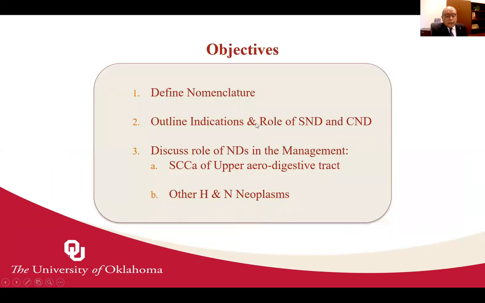So I hope that in the past 30 minutes or so, we have covered the objectives that we outlined at the beginning, clarifying the nomenclature, outlining in general the indications and the role of selective and comprehensive neck dissections. And I hope I've given you a clear idea of what the current role of these neck dissections is in the management of squamous cell carcinoma of the upper aerodigestive tract. And we have briefly discussed the role of these operations, particularly the selective neck dissections, in other neoplasms of the head and neck.